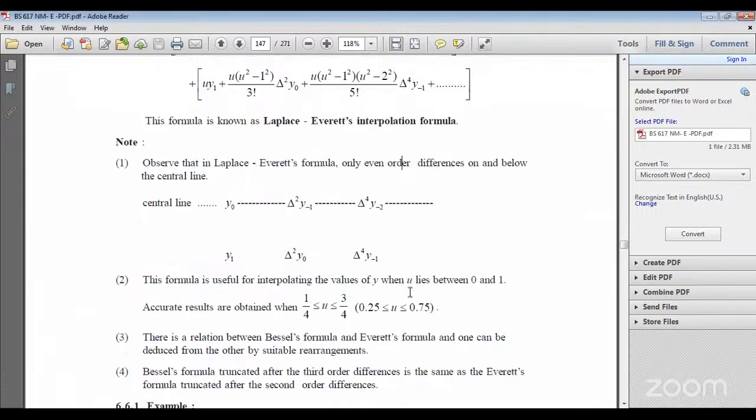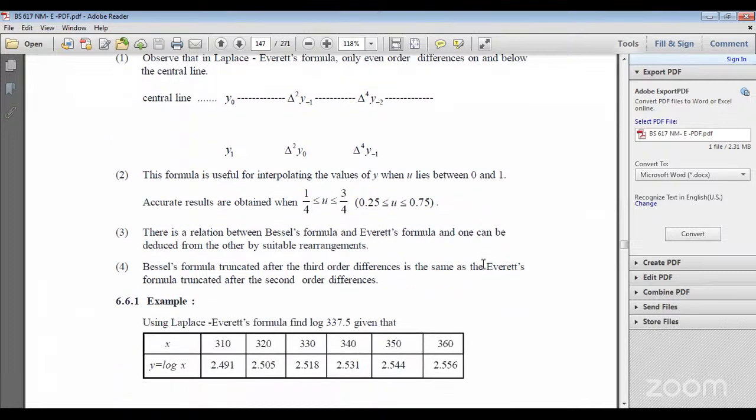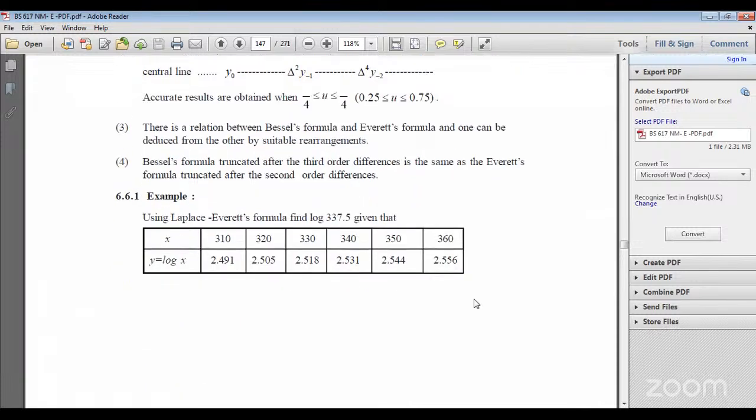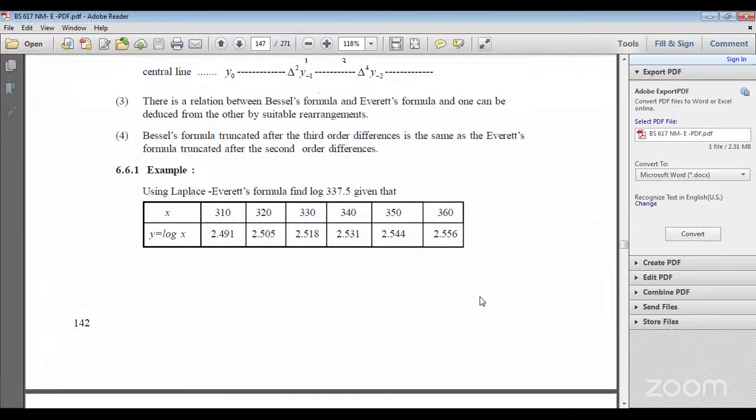This formula is used for interpolating the value of u between 0 and 1. It gives accurate results when 1 by 4 is less than u less than 3 by 4, that is 0.25 less than or equal to u less than or equal to 0.75. This is the relation between Bessel's formula and Everett's formula, and it can be deduced with suitable rearrangements. When Bessel's formula is truncated at the third order difference, it is the same as Everett's formula truncated at the second order differences here.